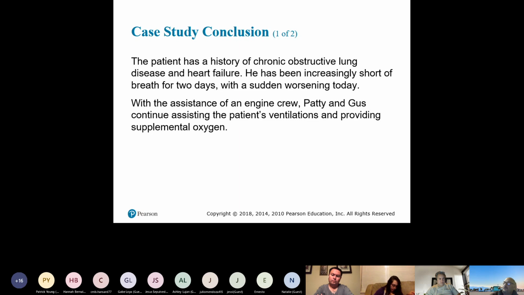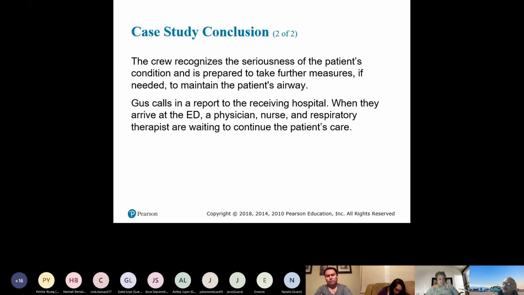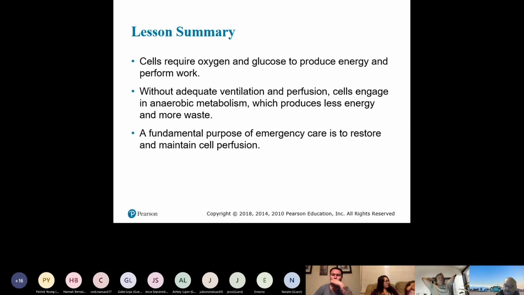With the assistance of an engine crew, Brisa and Gabe continue assisting the patient's ventilations and providing supplemental O2. The crew recognizes the seriousness of the patient's condition and is prepared to take further measures if needed to maintain the patient's airway. Gabe calls in a report to the receiving hospital. When they arrive at the ED, a physician, nurse, and respiratory therapist are waiting to continue the patient's care.